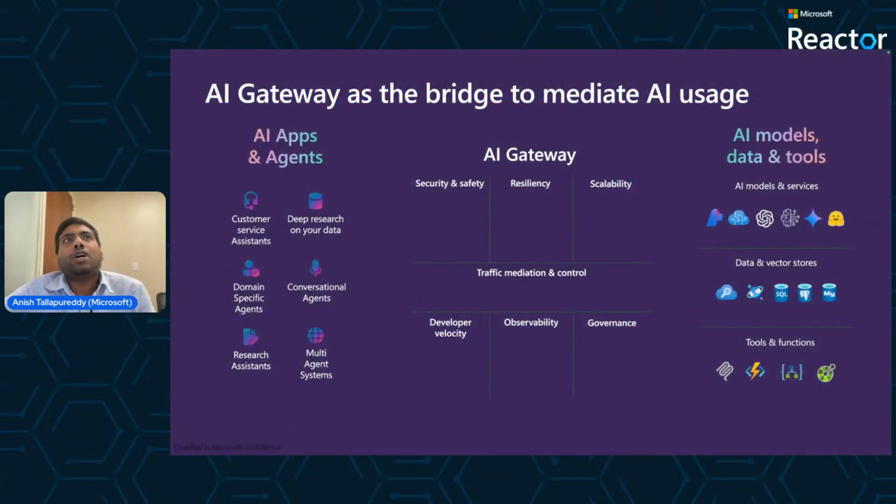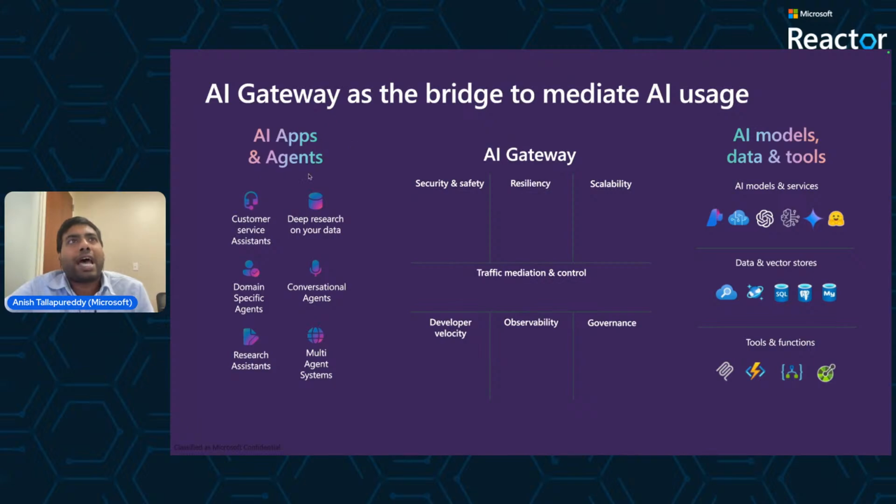So let's talk about what AI Gateway is. AI Gateway is our branding of all kinds of AI capabilities that are surfaced in API Management. So we call it AI Gateway. It is the bridge to mediate all kinds of AI usage. So think of it like this.